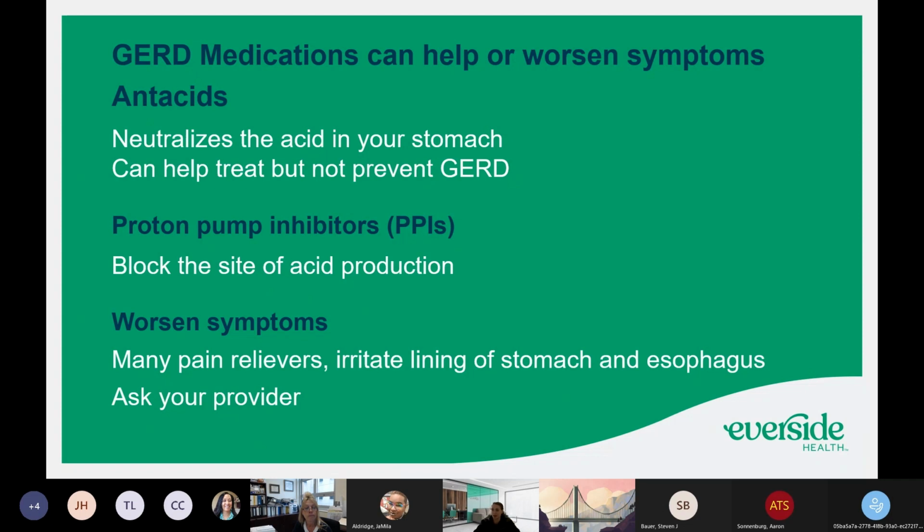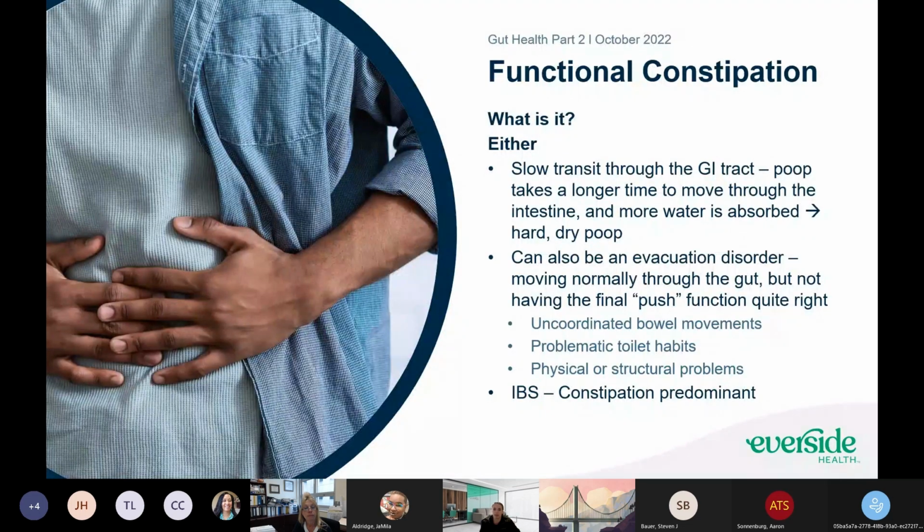And then long-term medication use for GERD can actually decrease how much calcium is absorbed in your body, as well as iron and B12. So you might get those checked out too if you're having long-term issues.